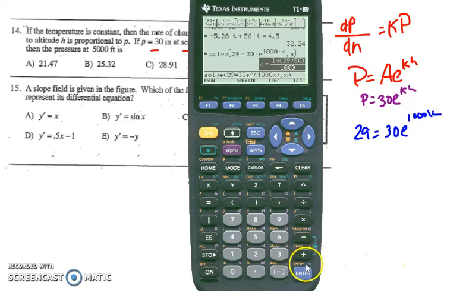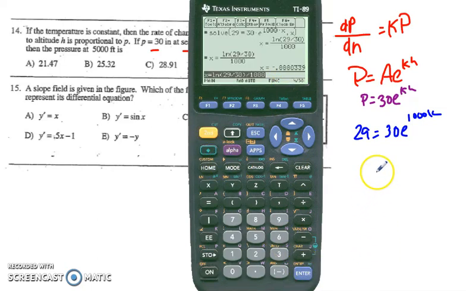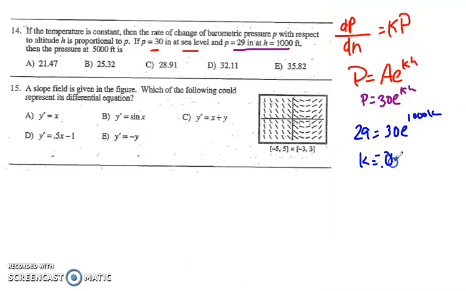And I'm going to go ahead and get a decimal approximation, so I highlighted it, hit enter to bring it into the row, and hit green diamond enter. So my k value here is negative 0.0000339, so k equals negative 0.0000339. Then they want to know the pressure at 5,000 feet. So to get that, I need to go back to my equation. P equals 30e to the negative 0.0000339 times my h value, which is now 5,000.